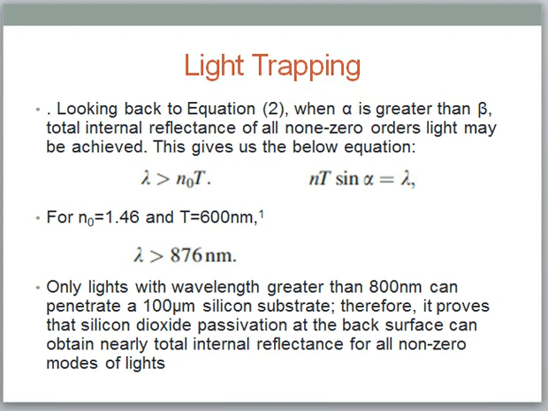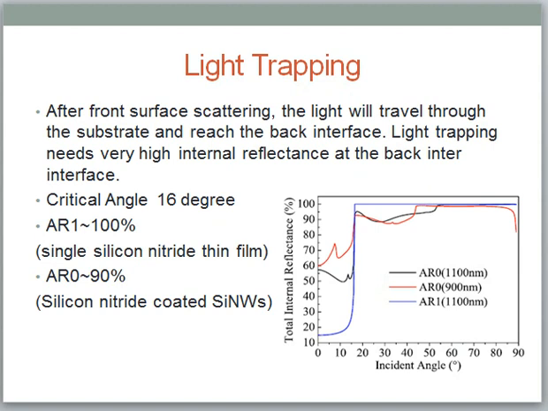What does it mean? It means that only light with wavelength greater than 800 nanometers can penetrate a 100 micrometer silicon substrate. Therefore, we've got lambda as 876. It proves that silicon dioxide passivation at the back surface can obtain nearly total internal reflectance for all non-zero mode lights. So after the front surface scattering, the light will travel through the substrate and reach the back interface. And light trapping is very high internal reflectance at the back interface.